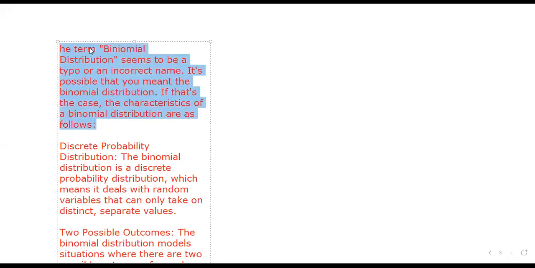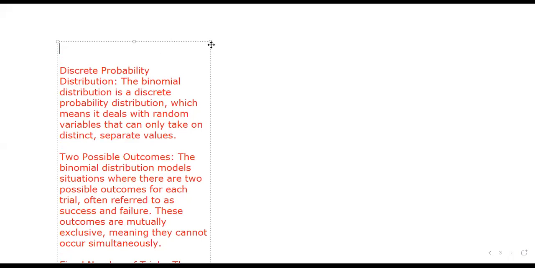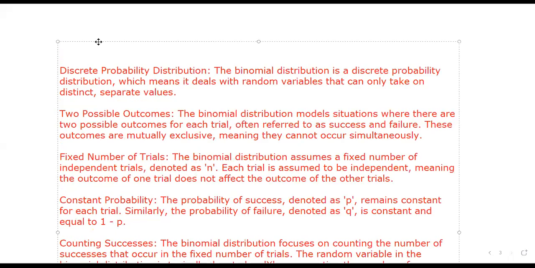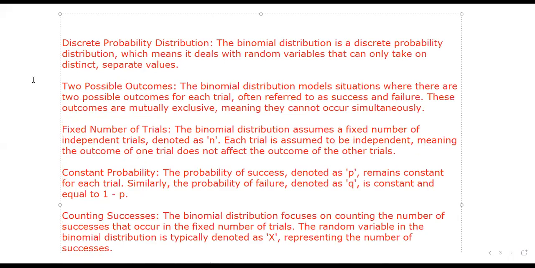So number one, a binomial distribution has two possible outcomes, a success or a failure. It has a fixed number of trials, which are denoted by n. The probability of a success is denoted by p, and the failure is denoted by q, or 1 minus p. The chances are equal and events occur independently. Those are the characteristics of a binomial.